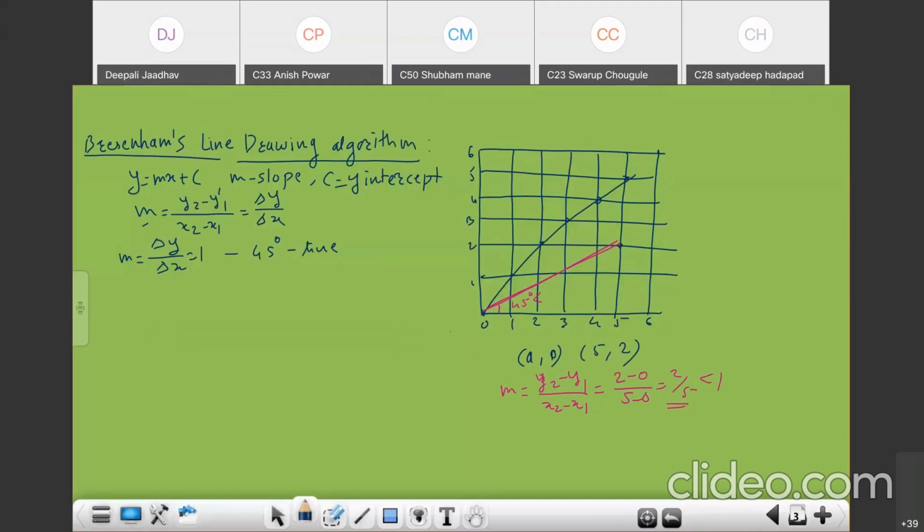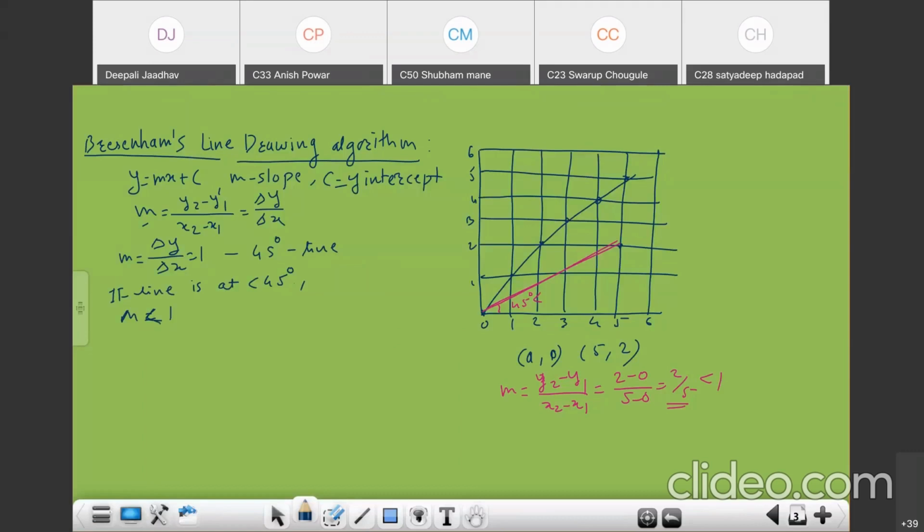So accordingly, I write here: if the line is at less than 45 degrees, then m is less than 1.